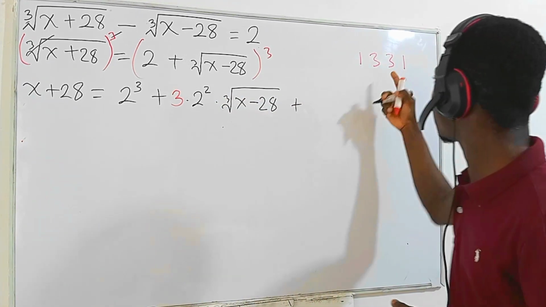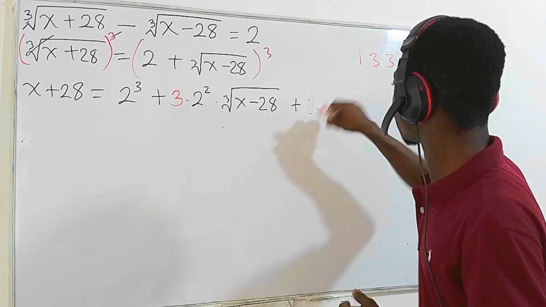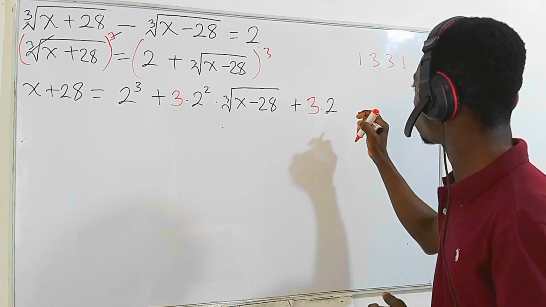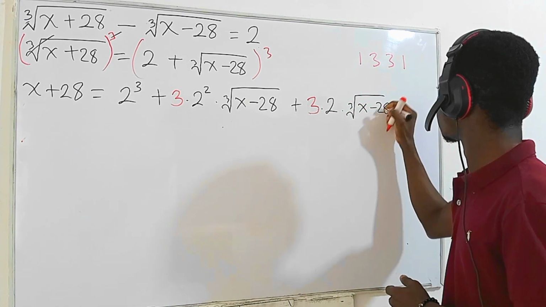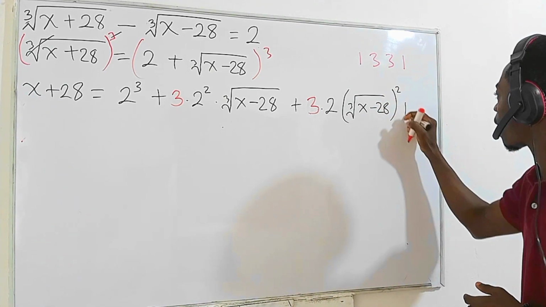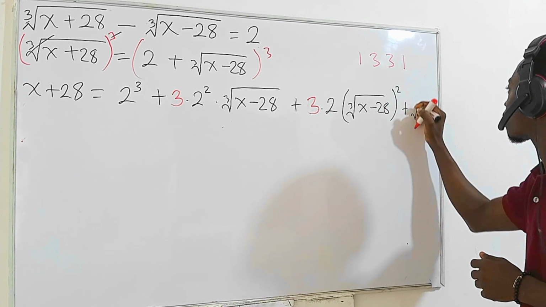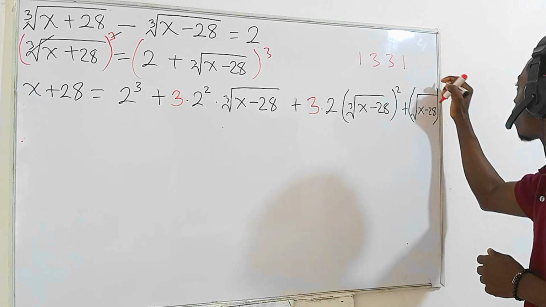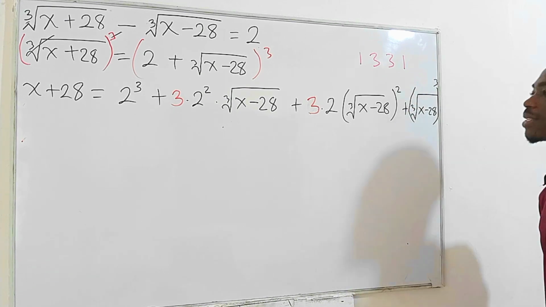Then plus the next coefficient is 3. I'll put it there, or let me use the red marker so that we can actually see it. We have 3, then times the 2 reduce a power by 1, so we have just 2, then times cube root of x minus 28, and this time the power will increase by 1 again, so we have this. And lastly, we have plus the leading coefficient is 1. 1 times any number is the number itself, and we are going to have x minus 28, and this time this one will also increase a power by 1, so you have everything to the third power. Great, and that is pretty much it.